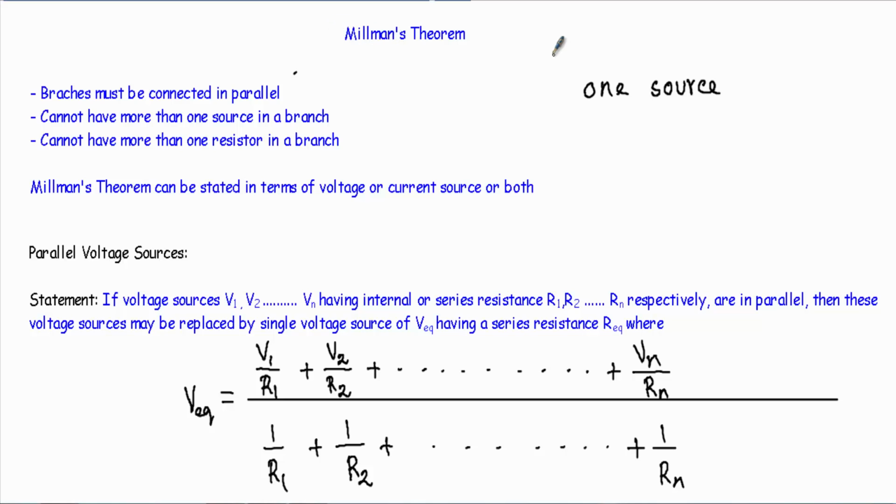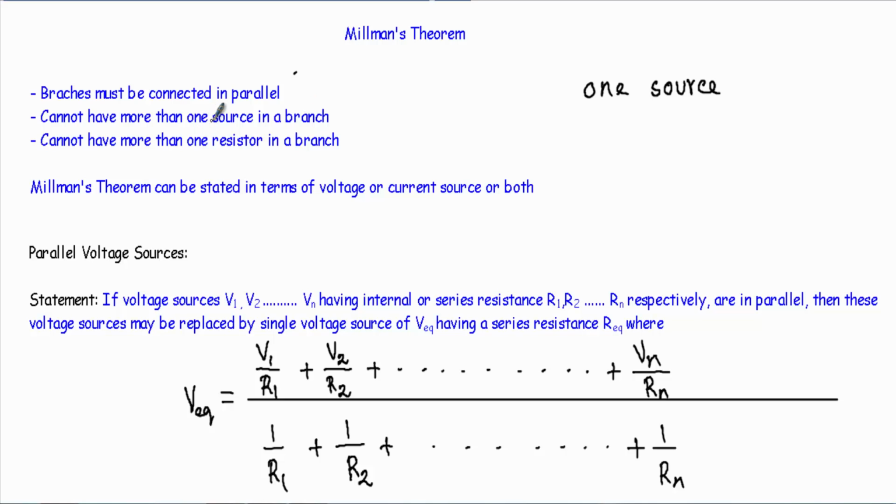Before applying Millman's theorem in any circuit, you have to ensure these three conditions. These three are the necessary conditions for applying Millman's theorem in any circuit. The first one is that the branches must be connected in parallel. Whether the circuit contains voltage sources or current sources, they should be connected in parallel and cannot have more than one source in a branch. In the circuit, one branch will contain one voltage or current source.